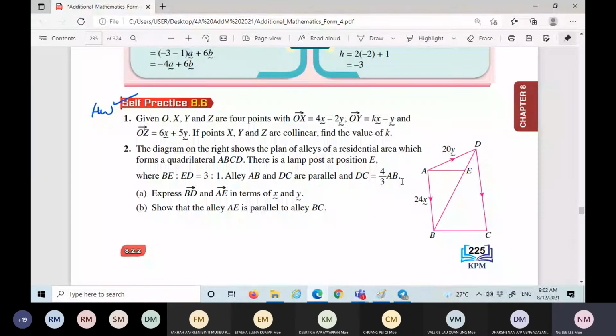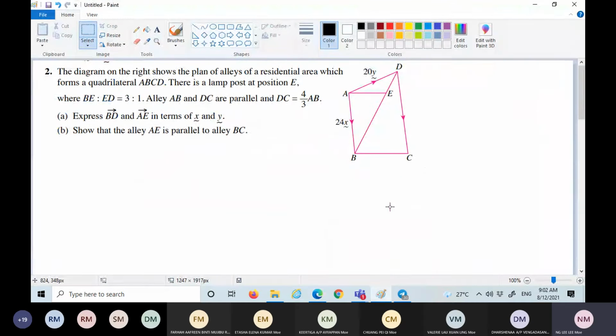Okay. Self-practice 8.6, question number 2. This type of questions, you must know how to do this type of questions because this is quite a popular question in your exam. Question number 2. Okay, so we go straight to share. Okay, go through the questions a while.